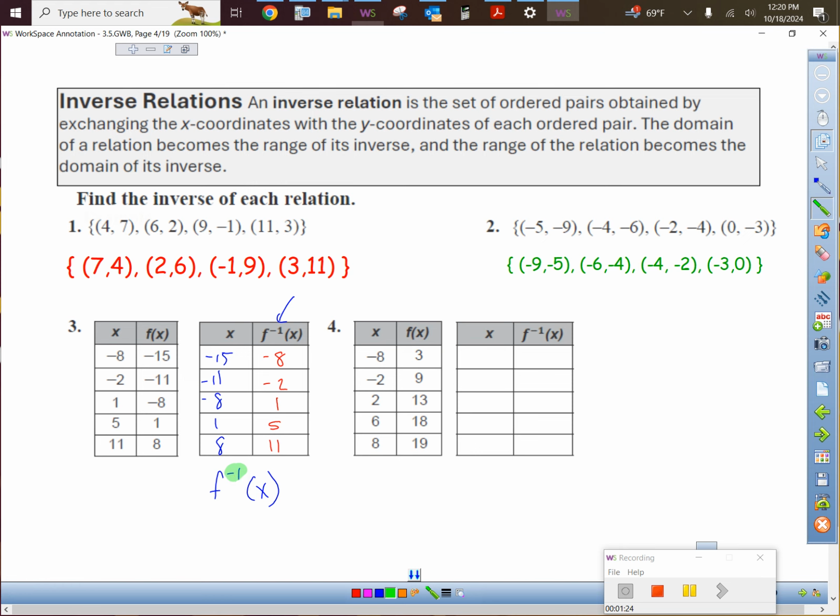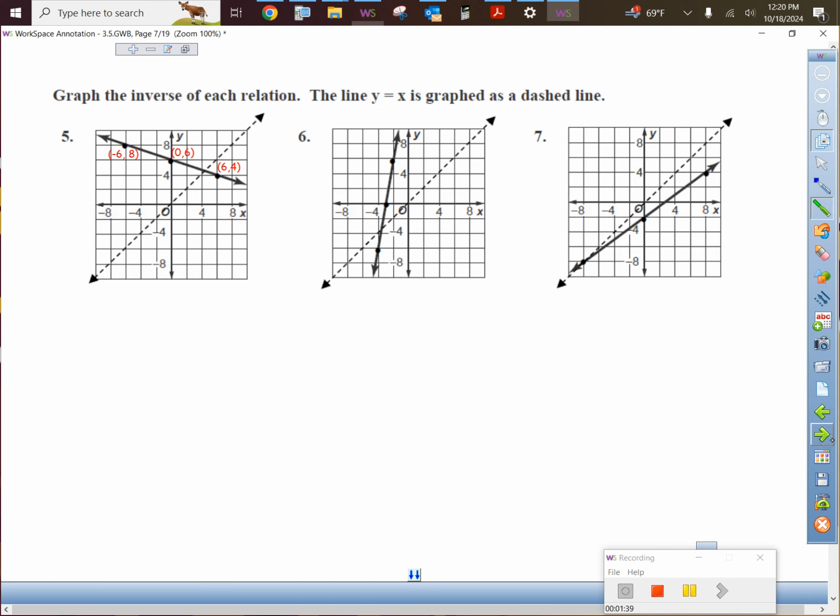So we'll do that on the last one. All you have to do is just switch x and y around, and that's how you find the inverse of each other. It's a major, major easy move. Just switch x and y around. To do that on a graph, that's really cool also.